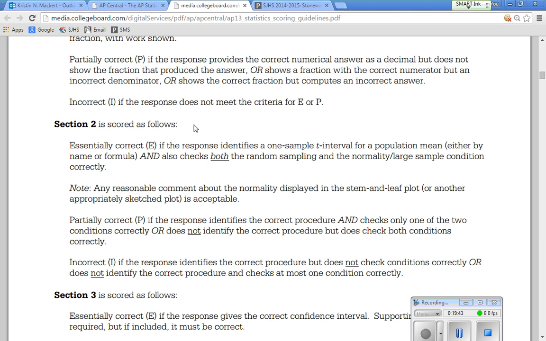It's partially correct if you identified the correct procedure and checks one of the two conditions. Or you don't identify the procedure, but you check both conditions. So if you didn't check conditions at all, which I think is most of us, you have an I on section 2. So probably I for section 2, because you didn't check your conditions, right?